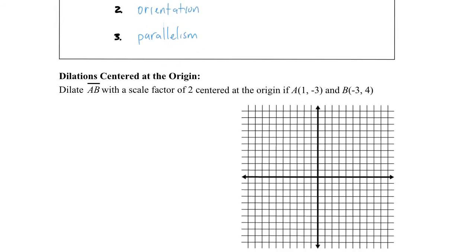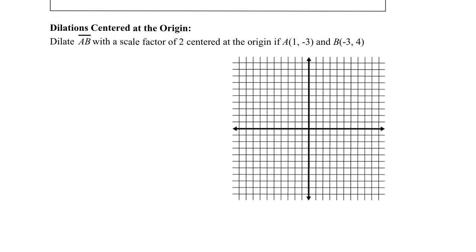All right, so let's look at an example of this. Just like when we're off the coordinate plane, we need to know the center of the dilation, and then we also need to know the scale factor. So both of these are provided here. We're going to dilate segment AB. It's going to have a scale factor of 2, and it's going to be centered at the origin. So then they give us the coordinates.